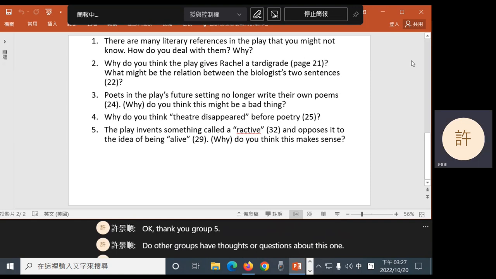Okay, let's move on to question two, group one. Why does the play give Rachel a tardigrade? And how might that be related to the biologist's statement?